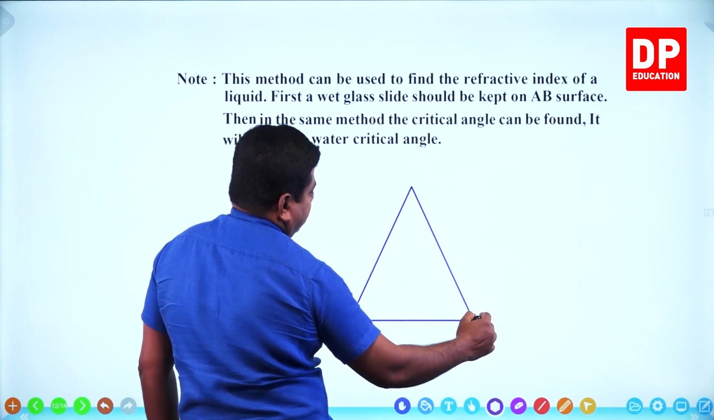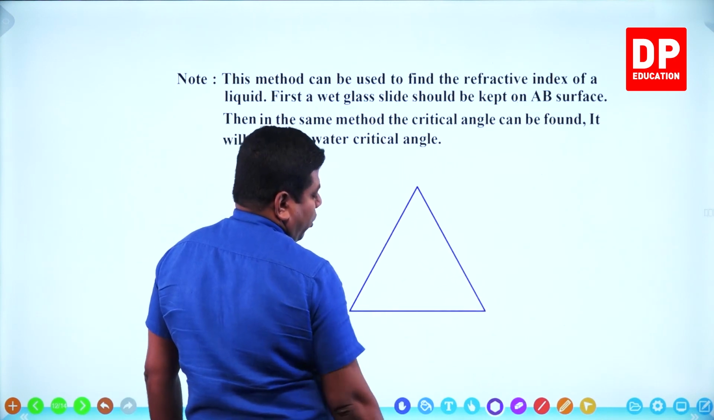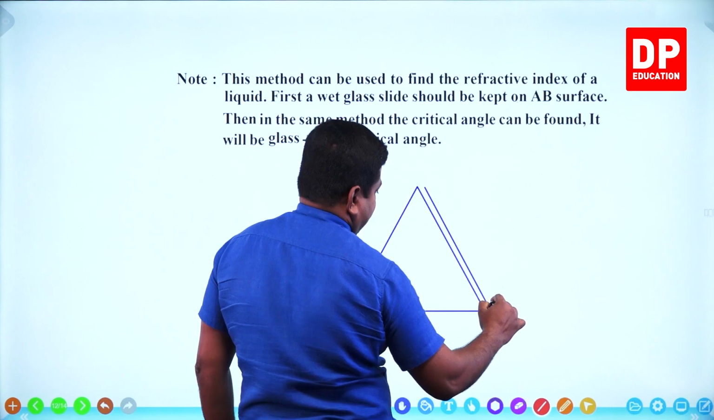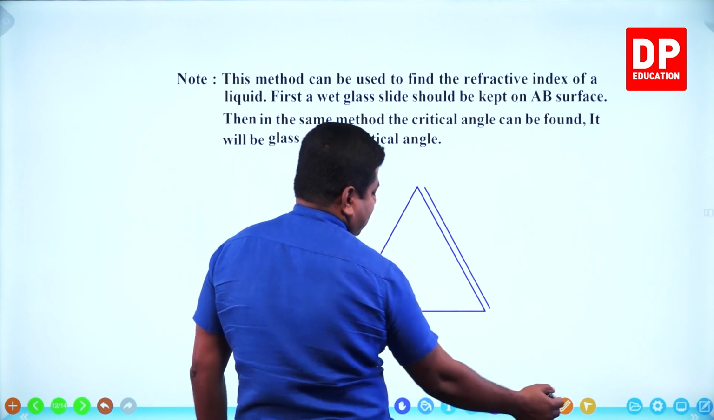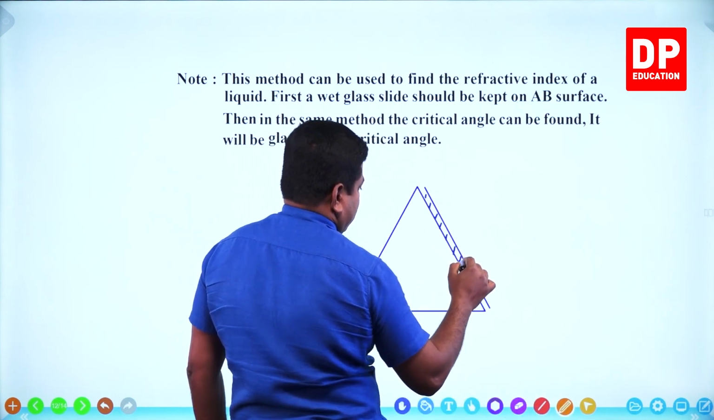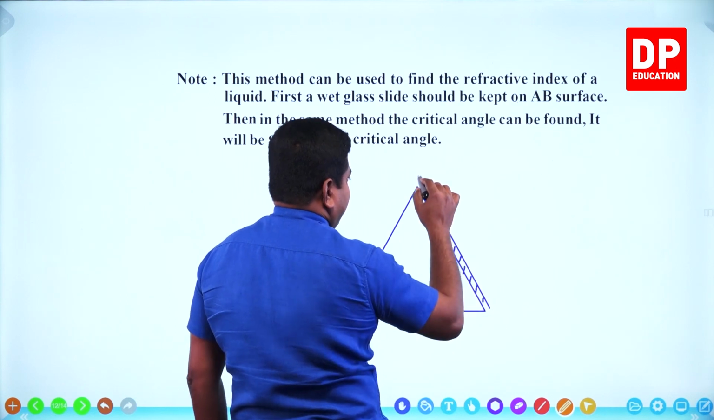This is our prism, right? Now what we do, we will keep a glass slide here. This is a glass slide. So in between, what happens, it's water. Here what you have is water. Because it's a wet slide, here what you have is water.